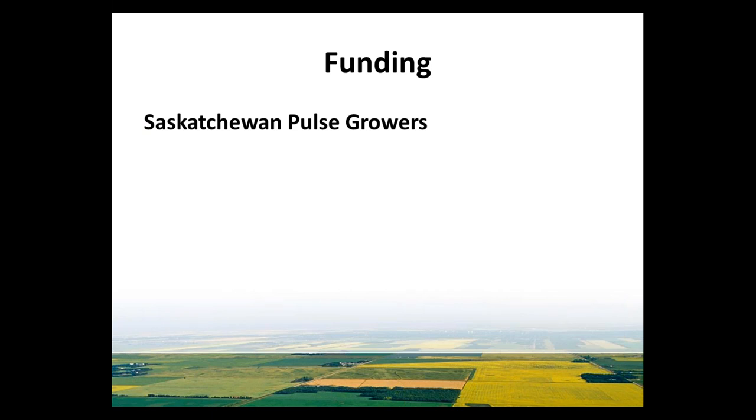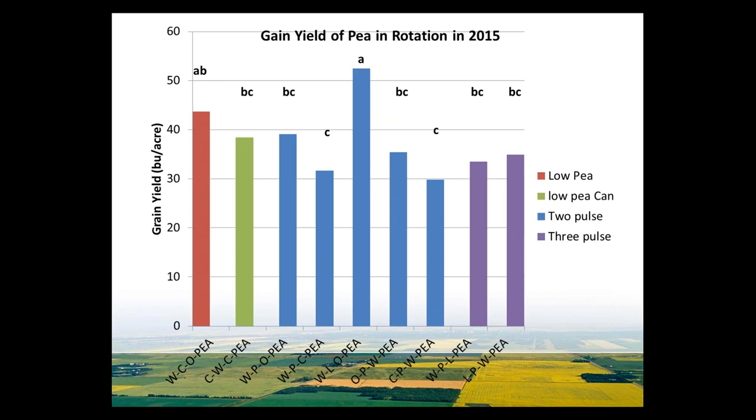When we look at the grain yield of pea in rotation in 2015, one thing that jumped out was that the wheat, lentil, oat, pea rotation did the best in that specific year. I'll explain the colors to you. The red has pea once every 4 years. The green has pea just once, but canola twice. So if we have a high level of canola, how does that affect our pea yields?